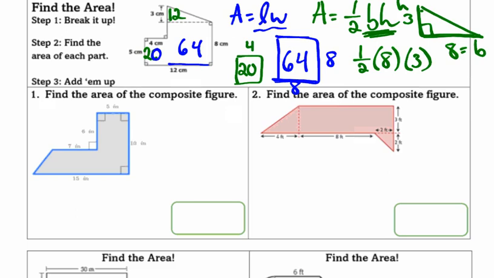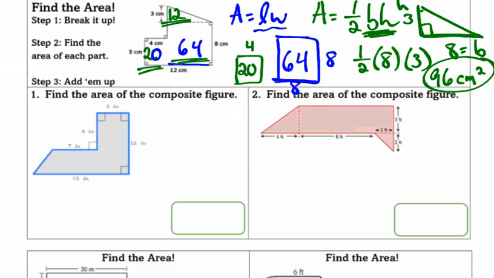So I got all 3 parts now. The final answer is going to be 96 square centimeters, just by adding up the 20, 64, and the 12 to find the total area.